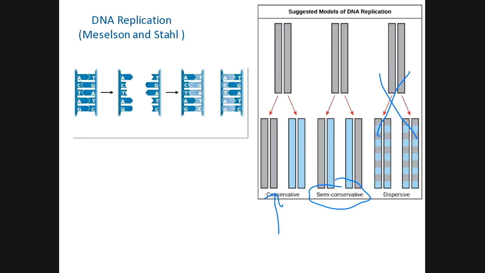So I guess in order to have conservative replication, we would have a DNA Xerox machine. That doesn't make any sense. All right, so let's keep in mind that the replication occurs semi-conservatively. What I mean by that is, now I'm going to show you how it happens.